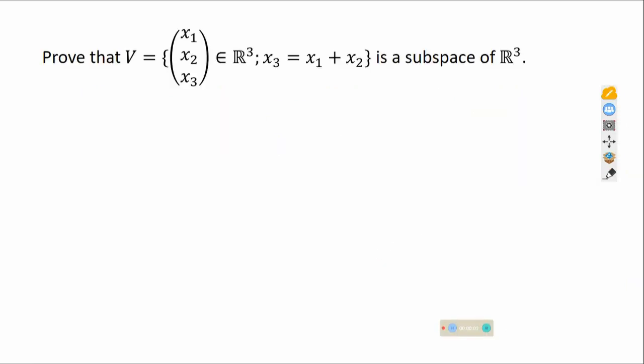In our example number 3, we are given V, where we have x1, x2, x3 picked from R3, for which these components, that is x1, x2, x3, satisfy the condition that x3, that is this component, is equal to x1 plus x2. So we need to show whether V is a subspace of R3. So to do that, we shall follow the same method or the same way we have been proving our previous examples. So let us look at the solution.